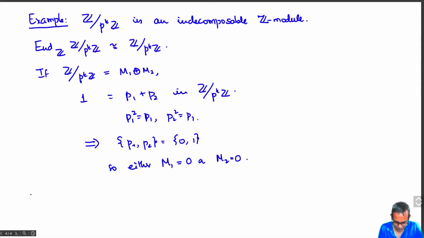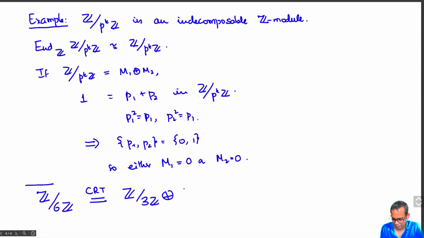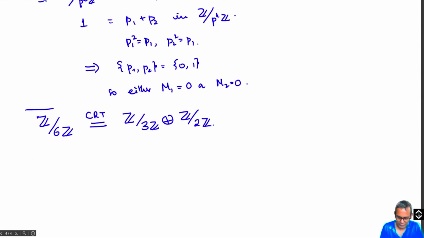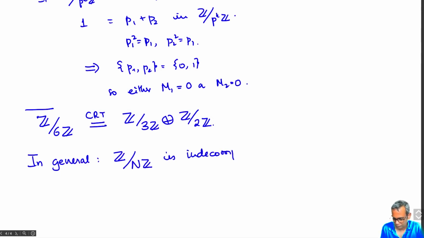However, if you take, for example, Z mod 6Z, then this, by the Chinese remainder theorem, is isomorphic to Z mod 3Z direct sum Z mod 2Z as a Z-module, and therefore it is decomposable. In fact, in general, Z mod nZ is indecomposable if and only if n is a prime power.